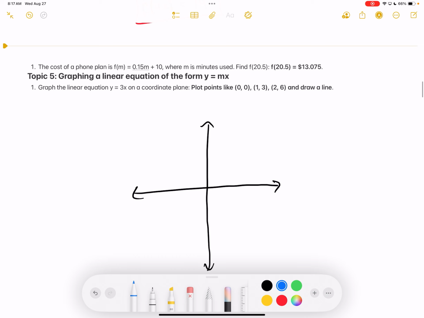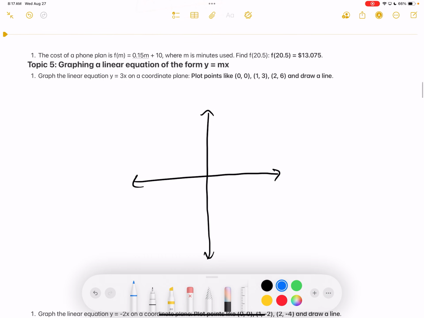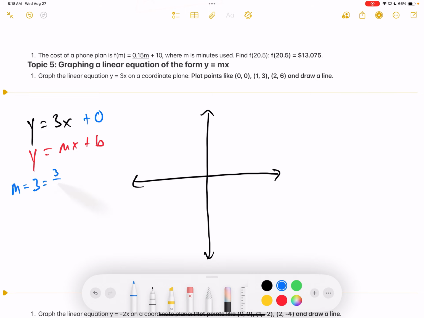All right, graphing a linear equation in y equals mx plus b, or y equals mx. So y equals 3x. This is our first example of graphing. This is like y equals mx plus b, but it's like having a plus 0. There is nothing after the 3x. So my slope here is 3. I'm always going to write 3 over 1, write it as a fraction. 3 divided by 1 is the same thing as 3.